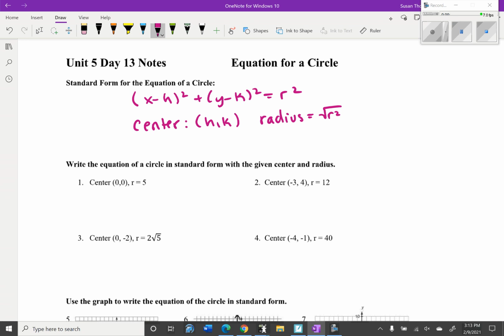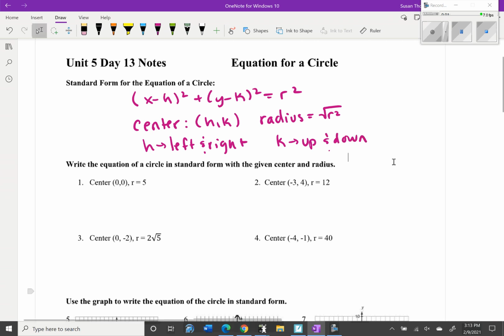So remember that h and k move our graph. Since h is with x, h moves our circle left and right. And k moves our circle up or down.